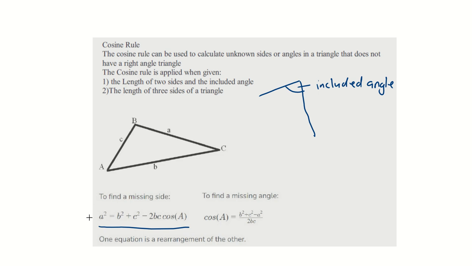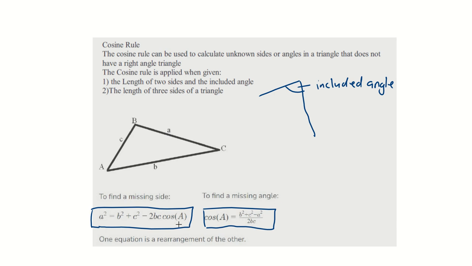Now the formula that you have to remember is this. Please note that this is found in your formula sheet, so if you're not able to remember, please look in your formula sheet. This one is not found in your formula sheet. However, it's just making cos A the subject of the formula, and that's how I got this. But if you can remember it, that's great.